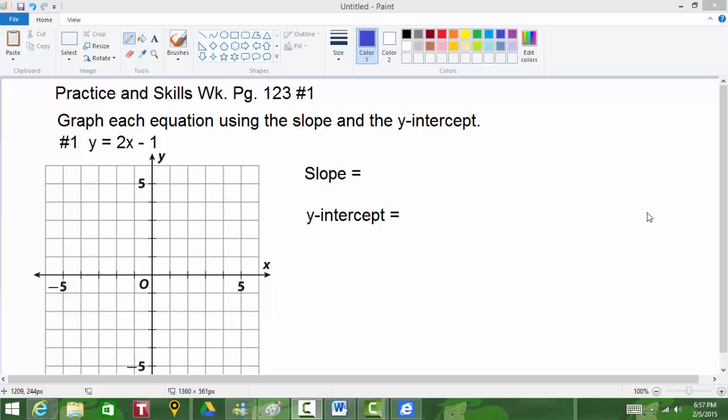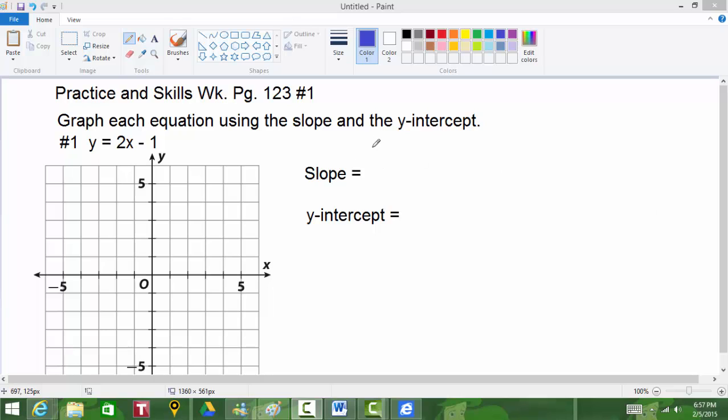Okay, we're going to do a problem from the Practice and Skills workbook. It's page 123, problem number 1. Graph each equation using the slope and the y-intercept. And the equation they give us is y equal to 2x minus 1.